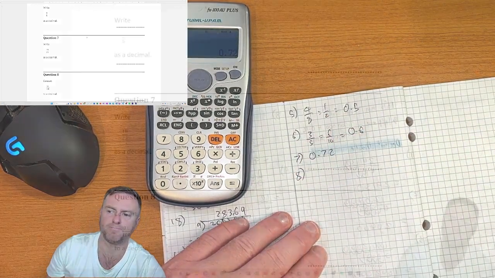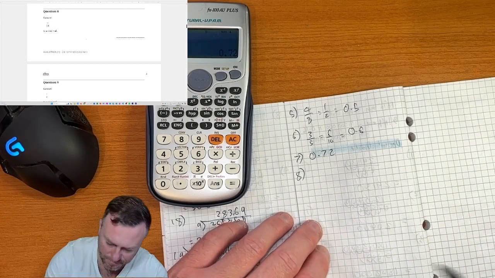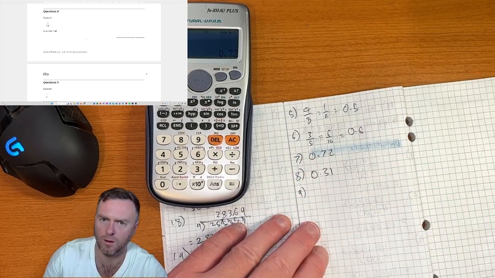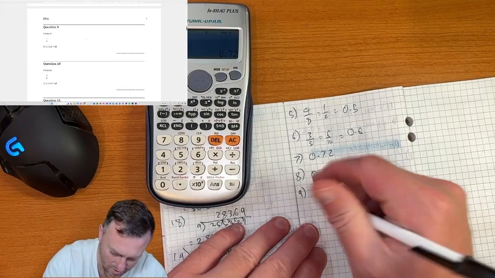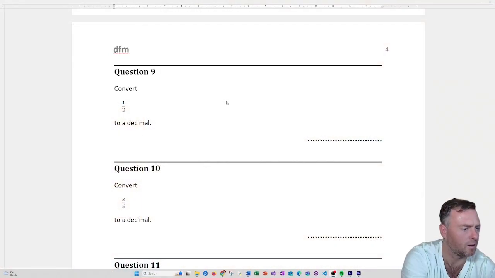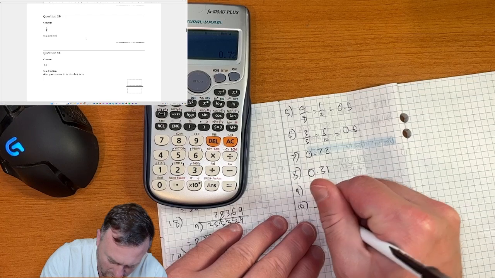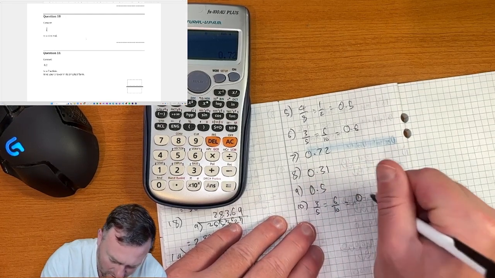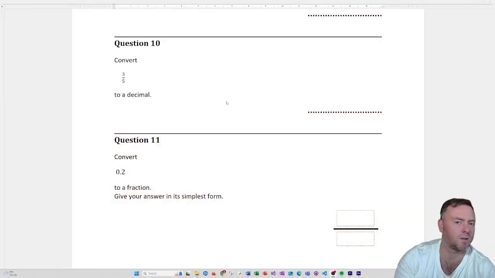Question 8, 31 over 100, it's just 0.31. Question 9, half to a decimal, 0.5. Question 10, 3/5 as a decimal. So 3 over 5 equals 6 over 10. We just did that one before, sorry. Probably should have looked at these a little bit more carefully. So it gets you 11.